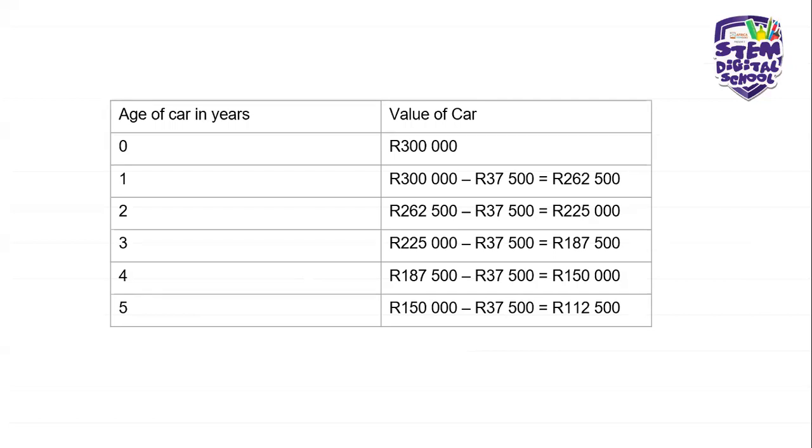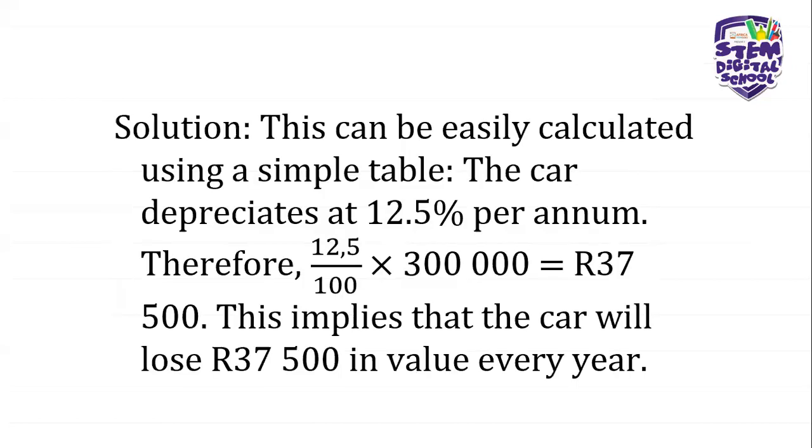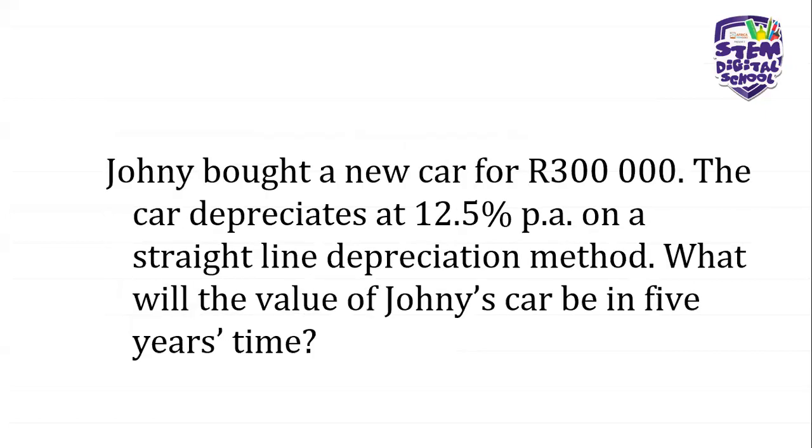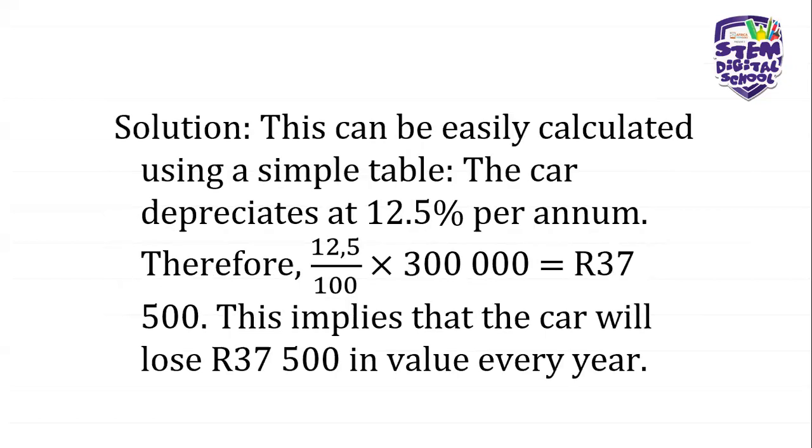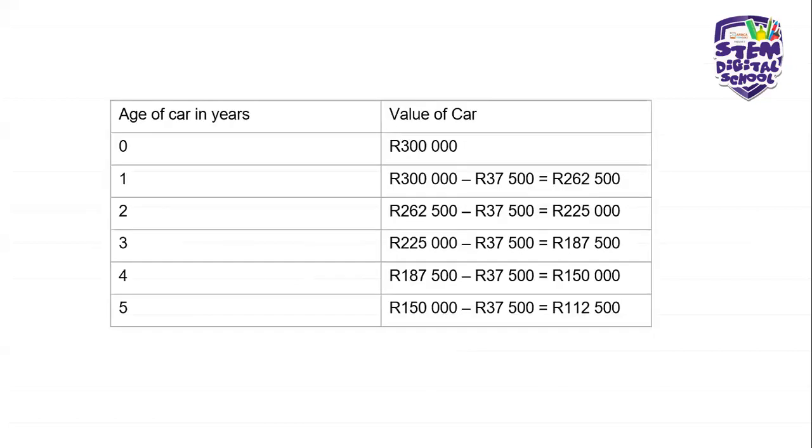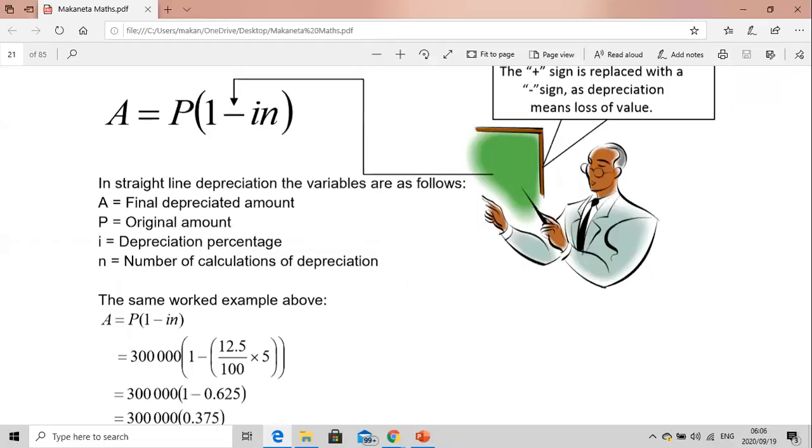You can work it out on any vehicle as long as you have what is known as the depreciation percentage. So if you are told that the car is at 12.5%, then you can work out the value of the car after a period of 10 years. And by the way, you can do it with any number of years. And then that brings us to the end of our lesson.